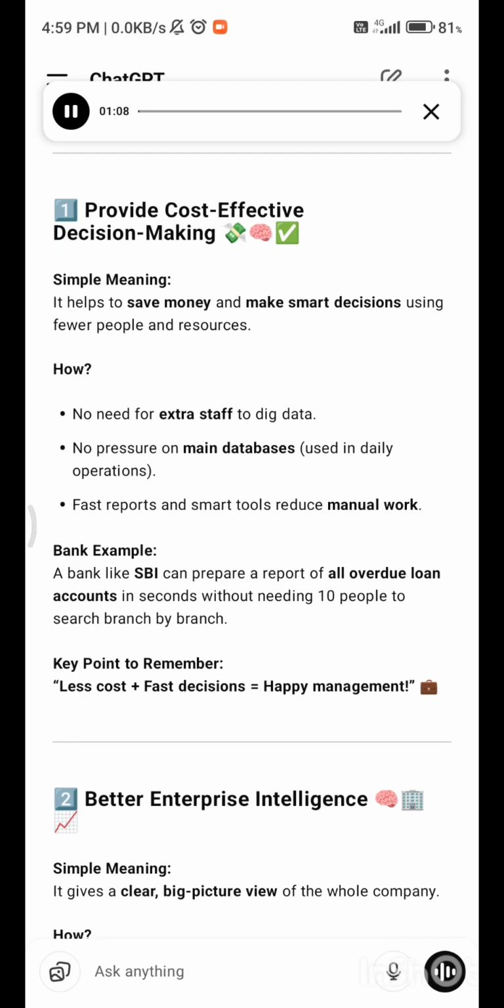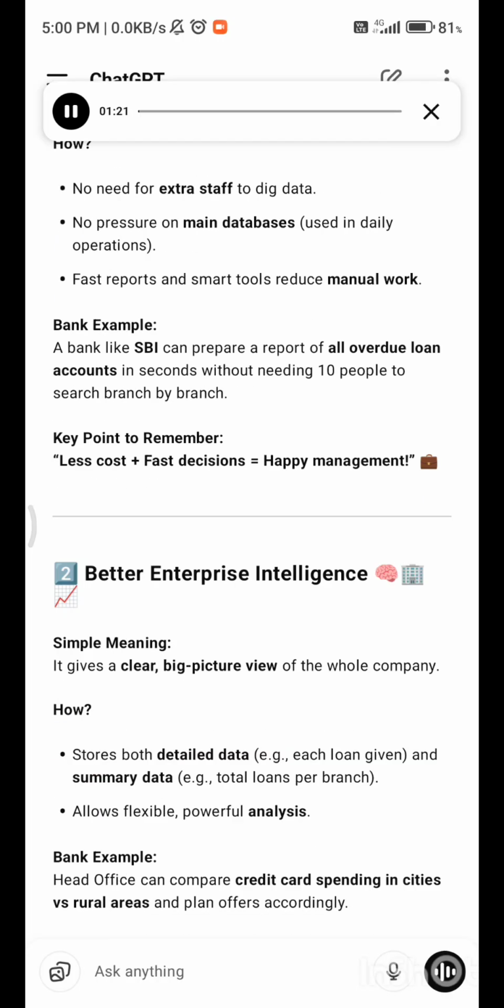Bank example: a bank like SBI can prepare a report of all overdue loan accounts in seconds without needing 10 people to search branch by branch. Key point to remember: less cost, fast decisions equals happy management.